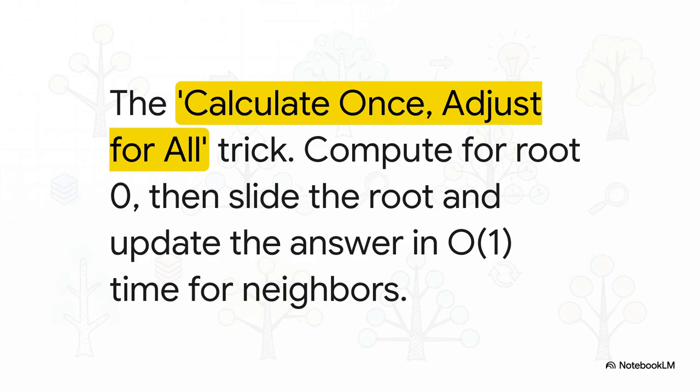That rerouting pattern is built on such a beautiful idea. Calculate once, adjust for all. It's this super clever trick where you do all the hard work just one time for some random root. Then, as you move the root to one of its neighbors, you don't recalculate everything from scratch. No way. You just make a small, constant time adjustment based on the info you already have. It's an incredible efficiency win.